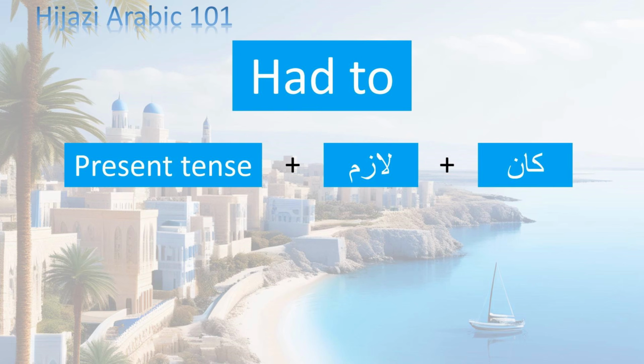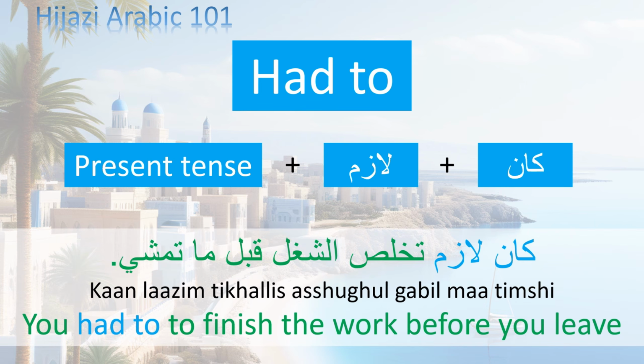So to say had to, you just need to add كان before لازم. For example, كان لازم تخلص الشغل قبل ما تمشي. You had to finish the work before you leave. So كان is the verb to be in the past tense. كان combined with لازم. كان لازم would mean had to. تخلص is you finish. الشغل, the work.